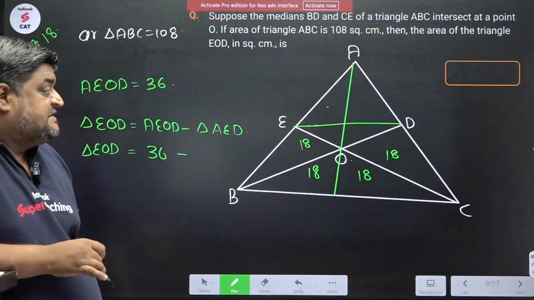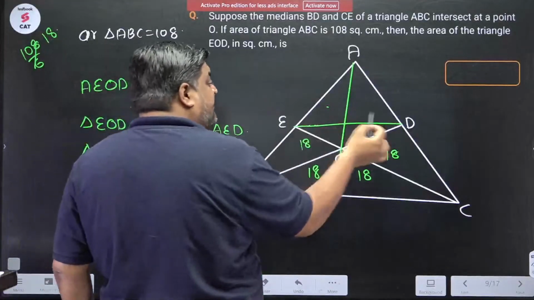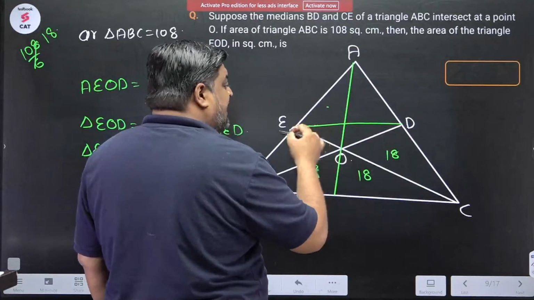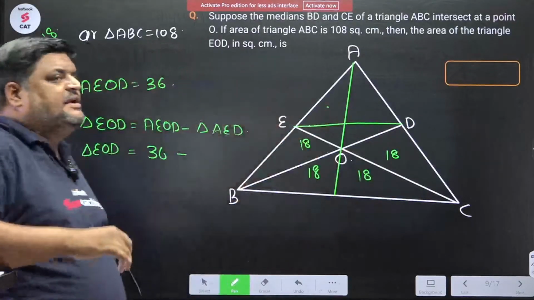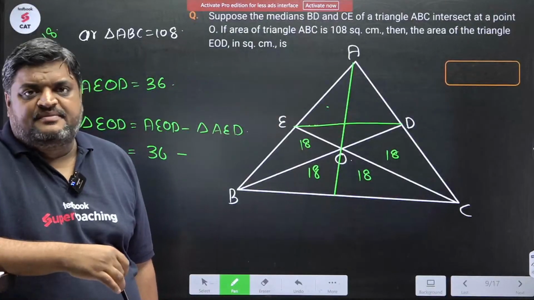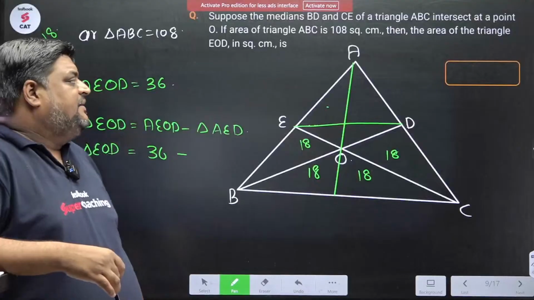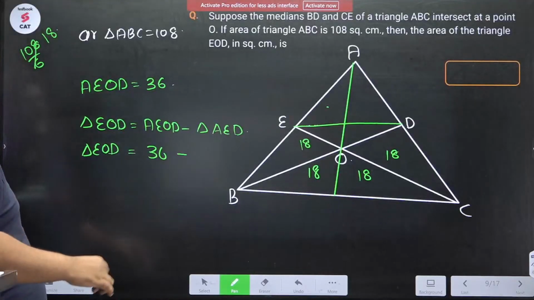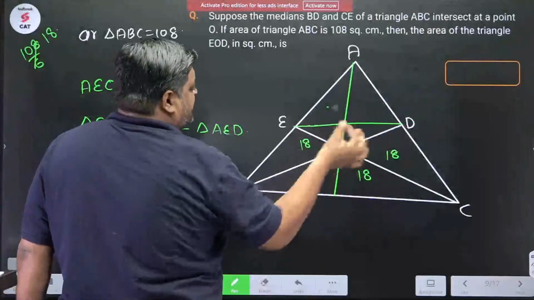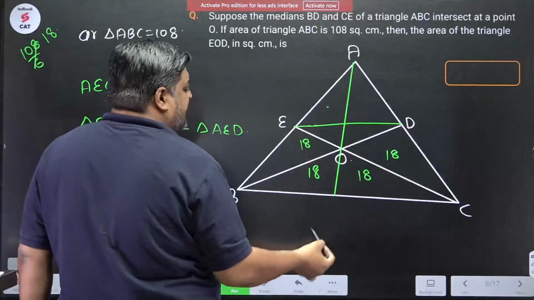And focus guys, E and D are midpoints. So ED is parallel to BC and half of it. याद करो Thales theorem, basic proportionality theorem, midpoint theorem. क्या बोलता है midpoint theorem? Midpoint theorem says that if we connect the midpoints of two sides, it is parallel to third side and is half of it.